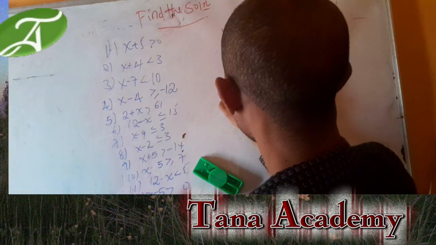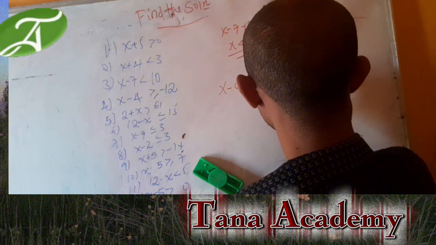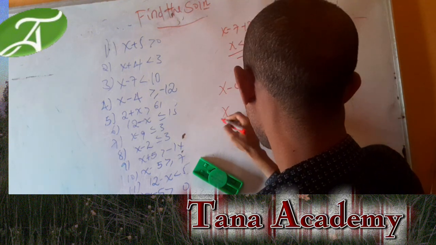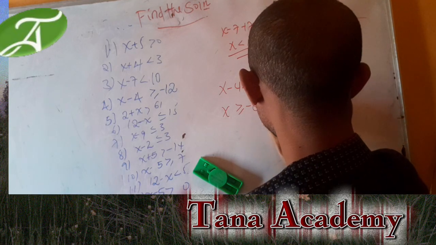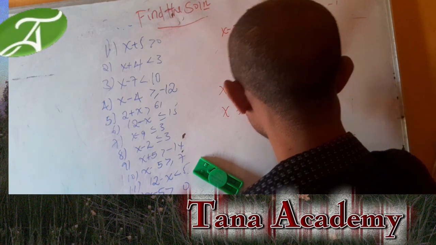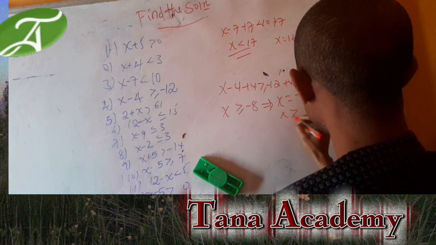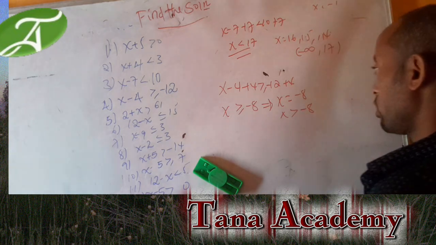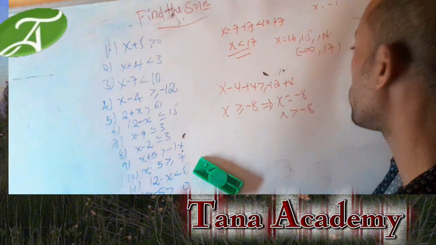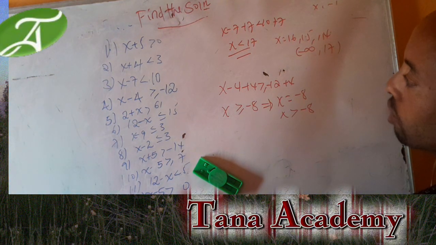Again, x minus 4 plus 4 greater than or equal to minus 12 plus 4. Again, x greater than or equal to minus 12 plus 4 becomes minus 8. The numbers which are x greater than negative 8 and equal to negative 8 are the solution for the inequality x minus 4 greater than or equal to minus 12.